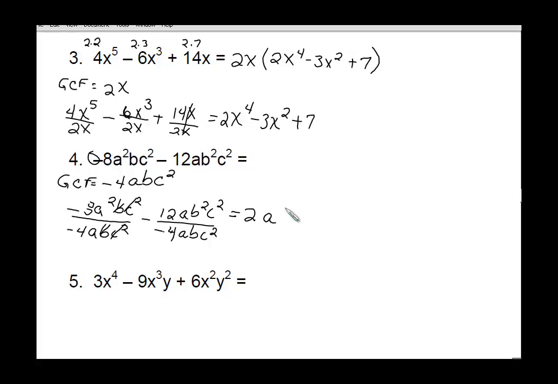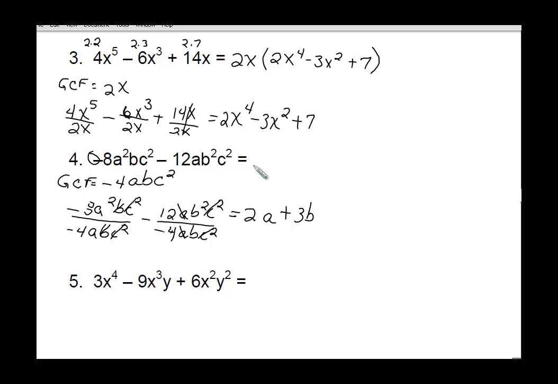Second term, we have negative over negative, so that's plus. 12 divided by 4 is 3. A over A is 1. B squared over B, B to the 2 minus 1, is B to the first. And our C squareds will cancel to be 1. C squared over C squared is 1.